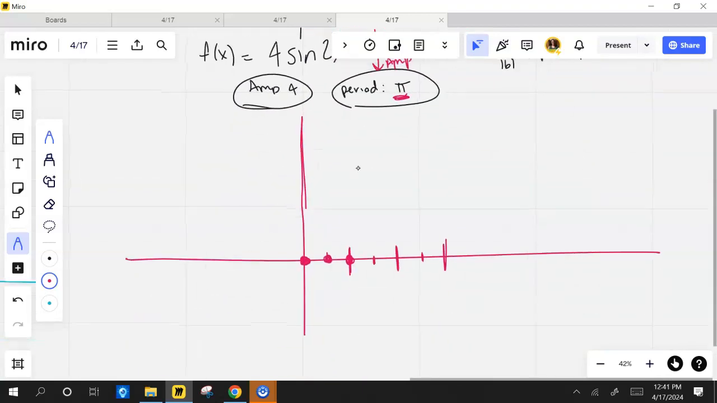So halfway between these two zeros, I'm going up to 4. 1, 2, 3, 4. And I'm going down to 4. 1, 2, 3, 4. And that's what my graph is. One period's good.